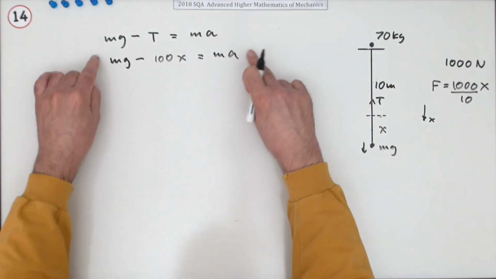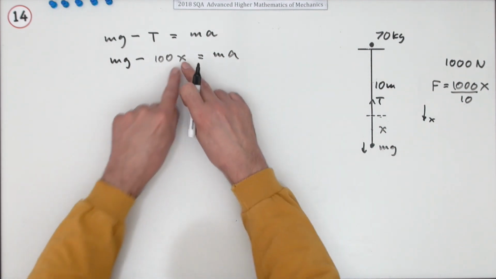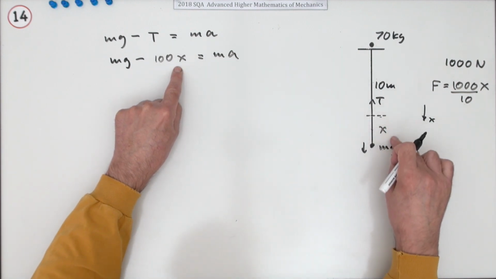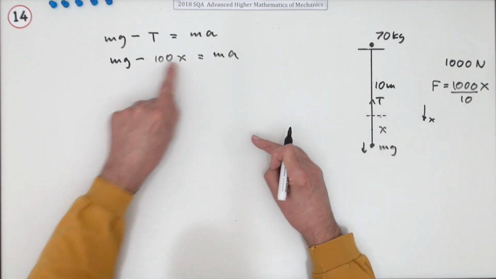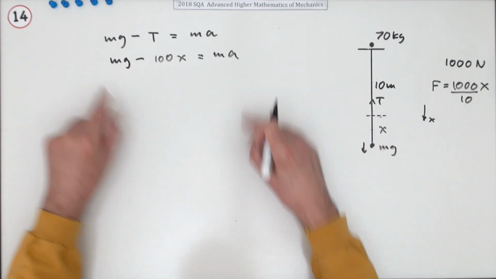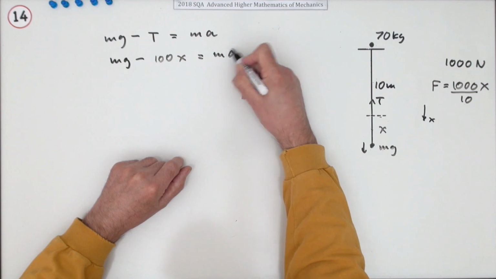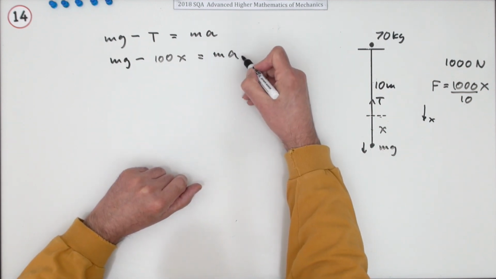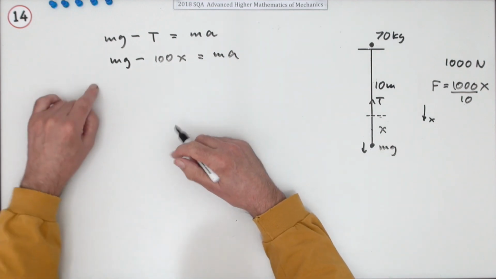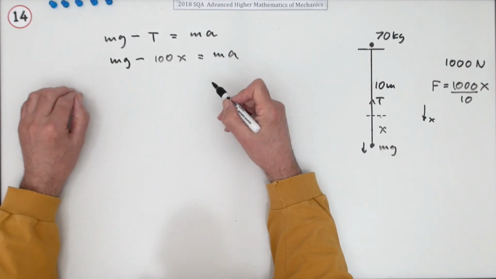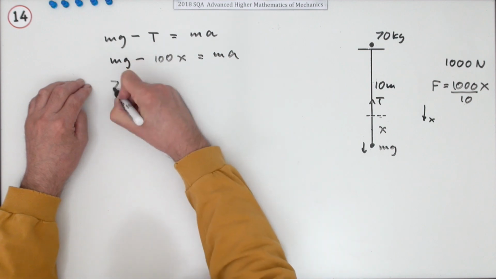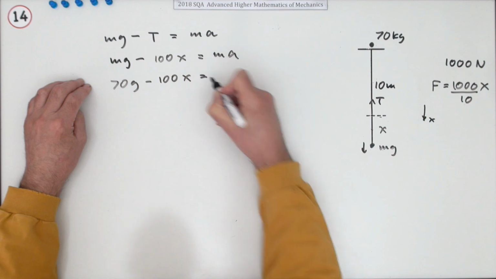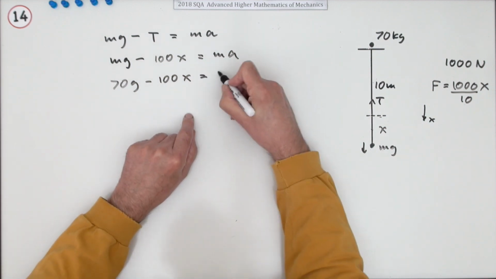The difference being in the simple harmonic motion derivation, that x was made up of two parts, the equilibrium extension and then the distance beyond that, and that would have subtracted away that term. The other difference here is, instead of writing a as x double dot, I'm going to write a in terms of velocity. So for this one, I might as well just put all the figures in now. So m was 70, I'll still leave the g there, minus 100x equals m is 70.